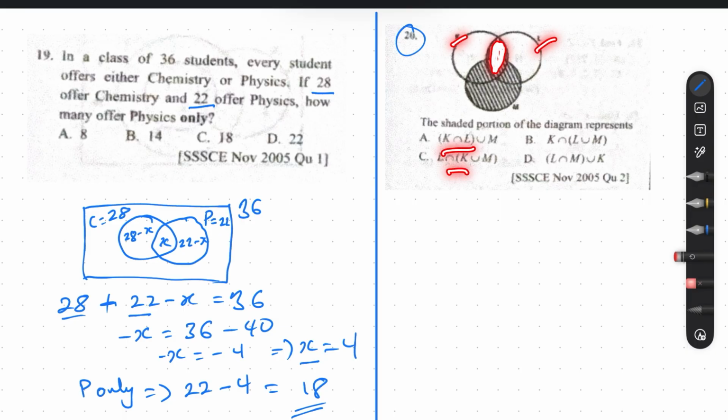Now let's move on. It says union M. So that means this section union everything in M. So all this will also be shaded. So our answer is A, because K intersection L gives us this middle part, and then union M, which is over here. So that works, right? That is our answer. Okay, let's move on to the next set of questions.